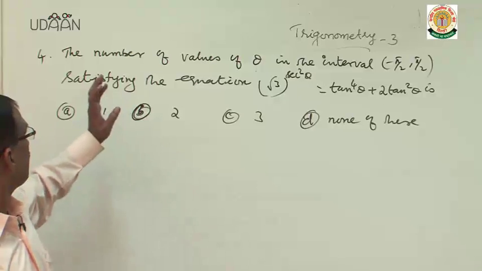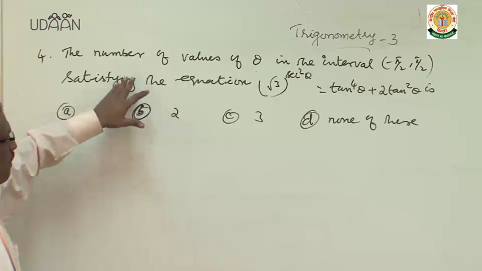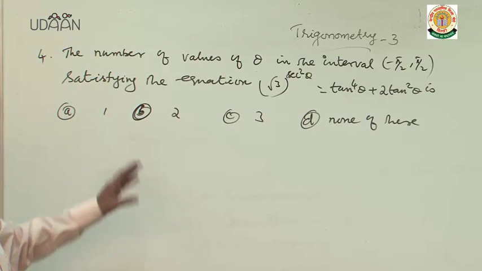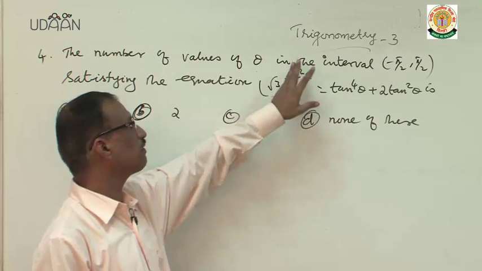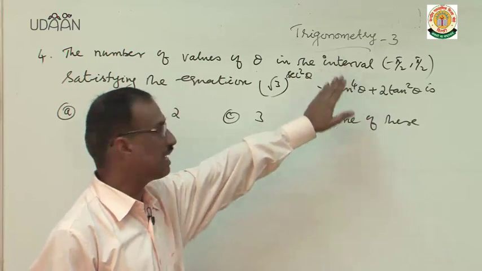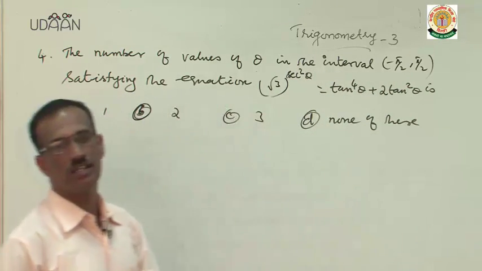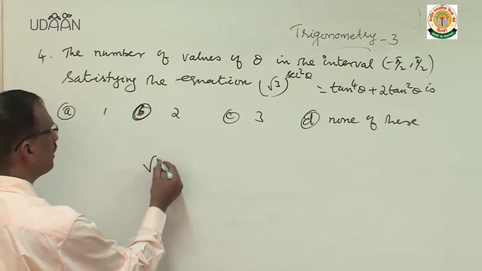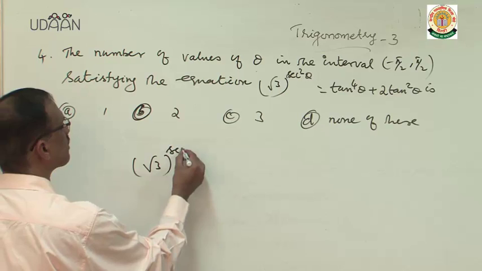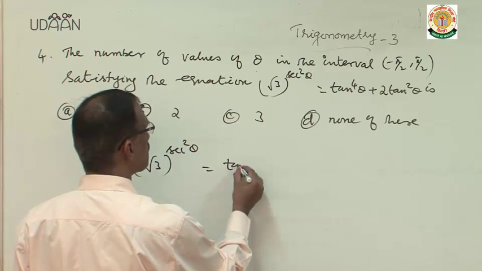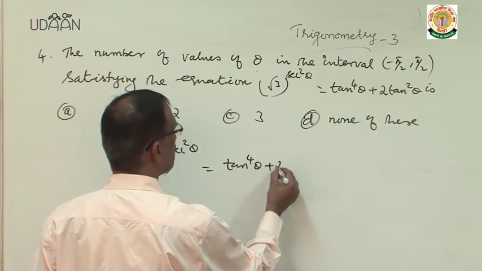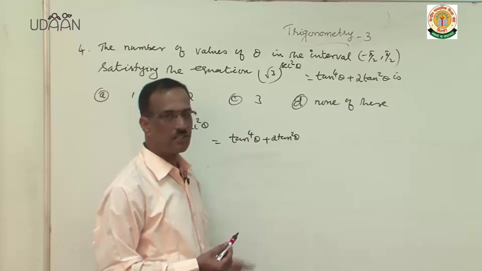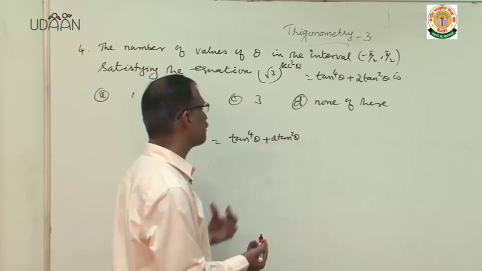Now, the next example, what it says. The number of values of theta in the interval minus pi by 2 satisfying the equation root 3 power sec square theta equal to tan power 4 theta plus 2 tan square theta is, these are the options given. So, what we have here, root 3 power sec squared theta equals tan power 4 theta plus 2 tan squared theta. Tan power 4 theta plus 2 tan square theta, it is a square plus 2ab.